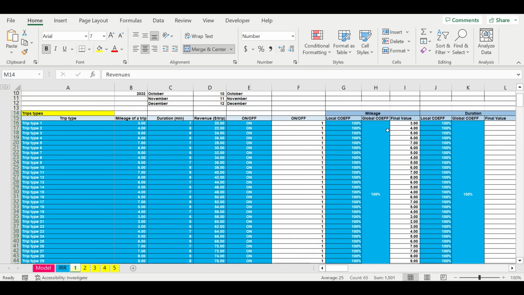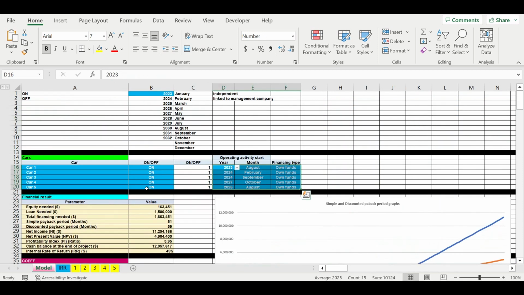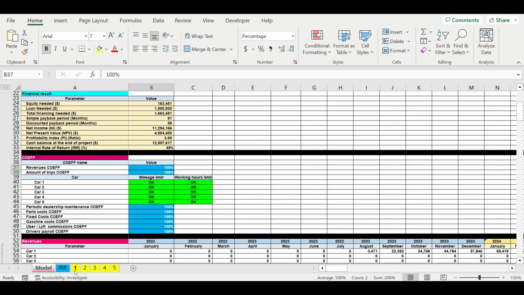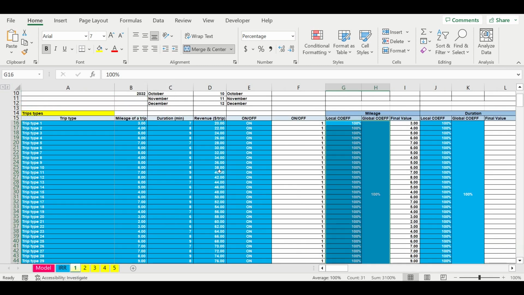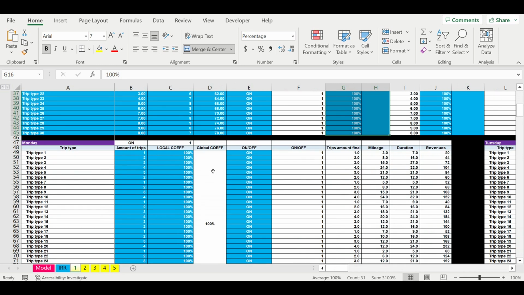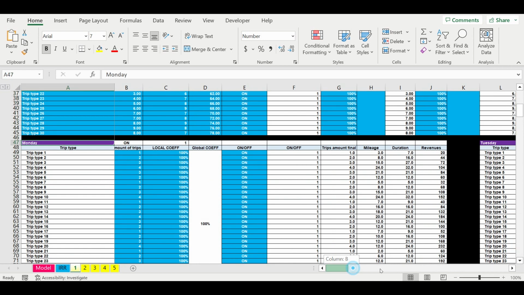So these are local coefficients, and all this is very helpful when you're done with your model. You will start playing with numbers, with inputs, and you can quickly build a huge amount of scenarios. Then you create the portrait of your typical Monday, Tuesday, Wednesday, from Monday till Sunday.